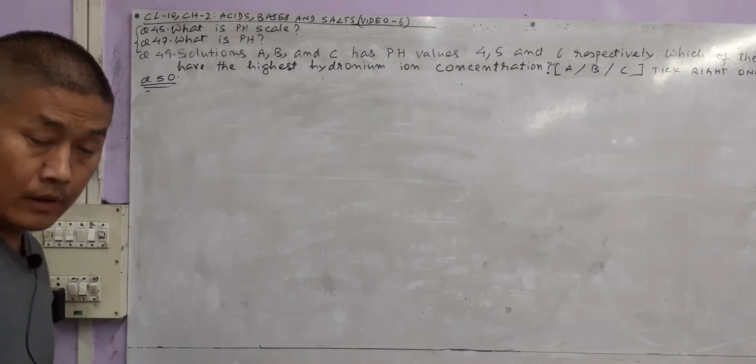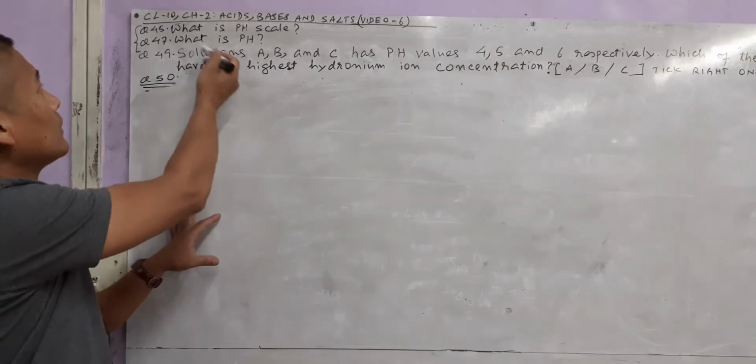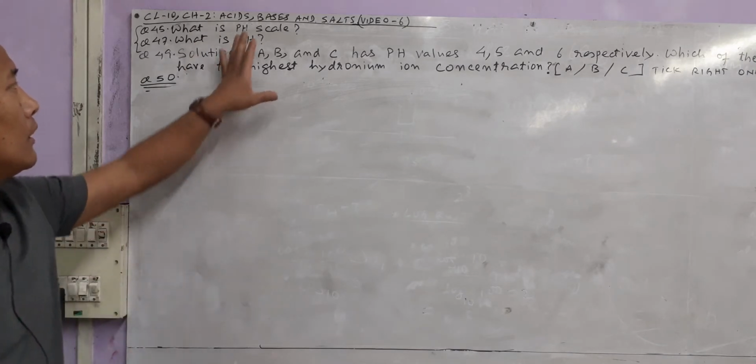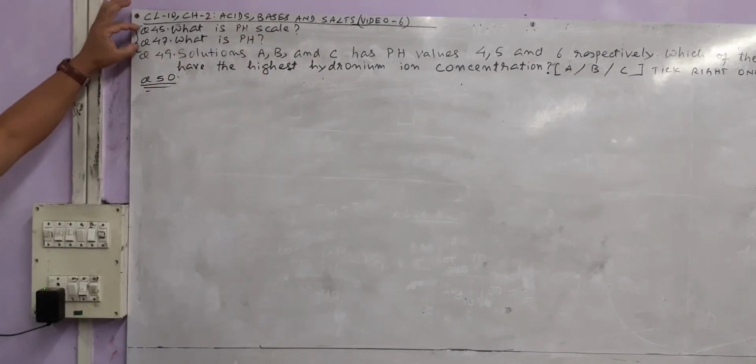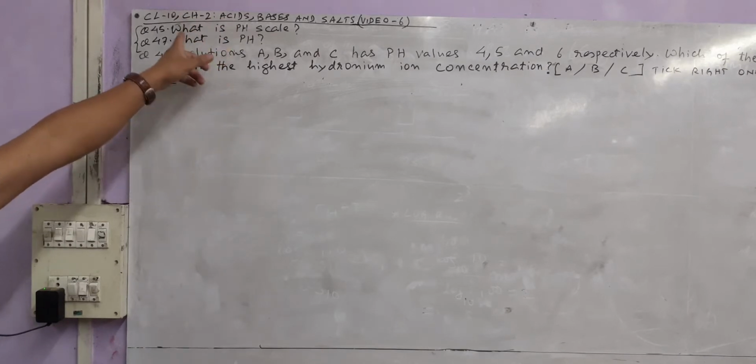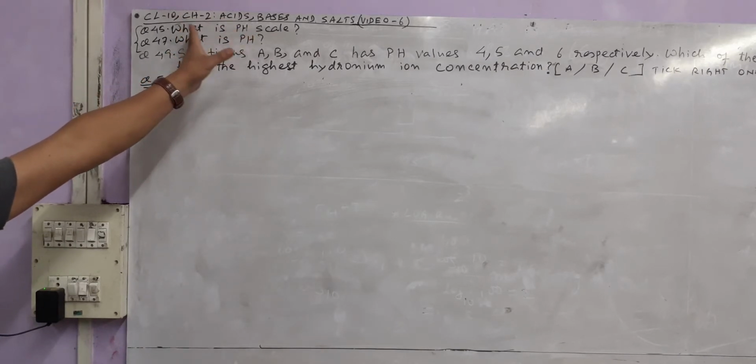Okay, so students, let us continue with our chapter 2, class 10, acids, bases and salts. We will discuss today in this portion video 6, 45 and 47 question numbers on your tuition note. There you will find pH scale and what is pH.